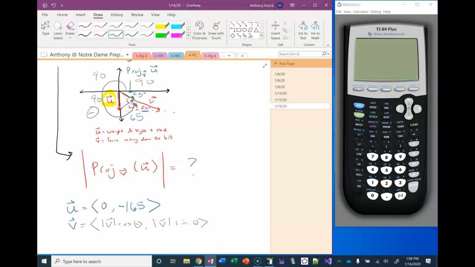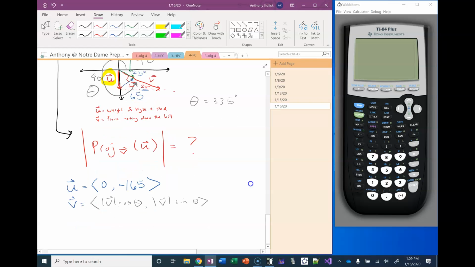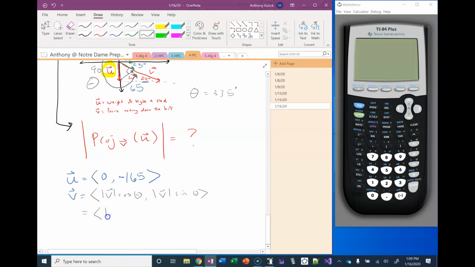So it's not like the same thing as like. Was it the same thing? Yes. Okay, I misunderstood what you had said then. So we would have 335 is what theta is. Everybody okay with that? I just did that by counting around, basically, right? Nothing complicated there. So I can say that my vector v then is 1 times cosine of 335, 1 times sine 335.